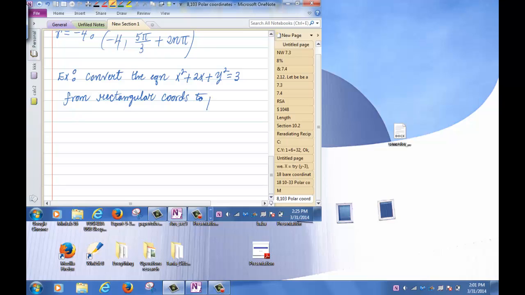This type of skill will be needed in Calc 3. So here's x squared plus 2x plus y squared equals 3, and my job is to convert to r and theta. So what should I do? Well, I'm going to do the harder part. 3 will stay as 3, right? So what should I do on the left?